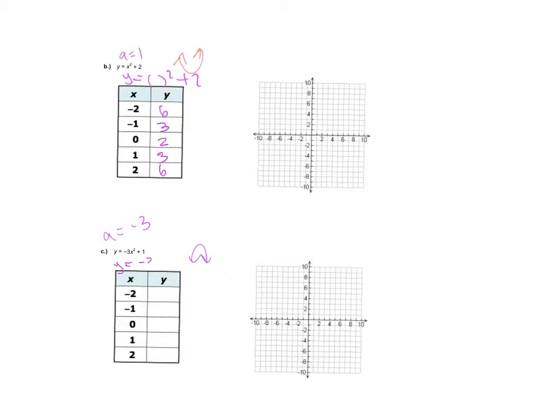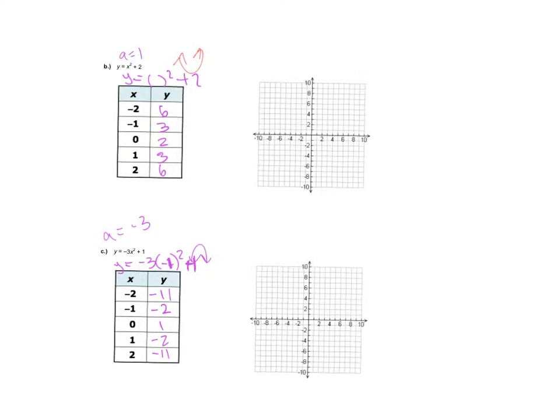I go to the next one. Y is equal to negative 3 times x squared plus 1. So if I do that and I put negative 2 in, negative 2 squared is 4 times negative 3 is negative 12 plus 1 is negative 11. Negative 1 squared is 1 times negative 3 is negative 3 plus 1 is negative 2. 0 squared is 0 times 3 is 0, so that's 1. 1 squared is going to actually become negative 2, and 2 is going to become negative 11.